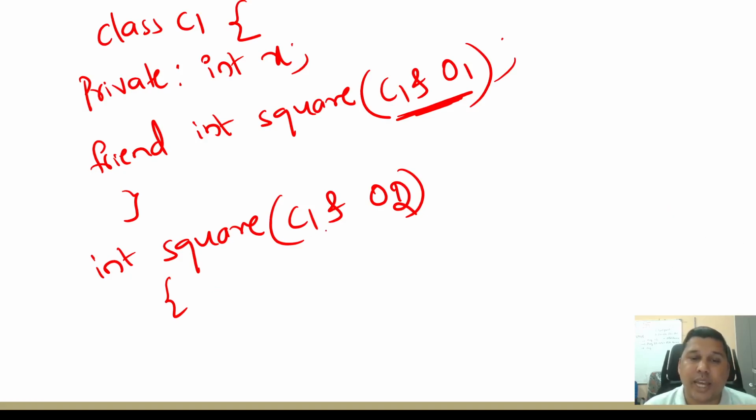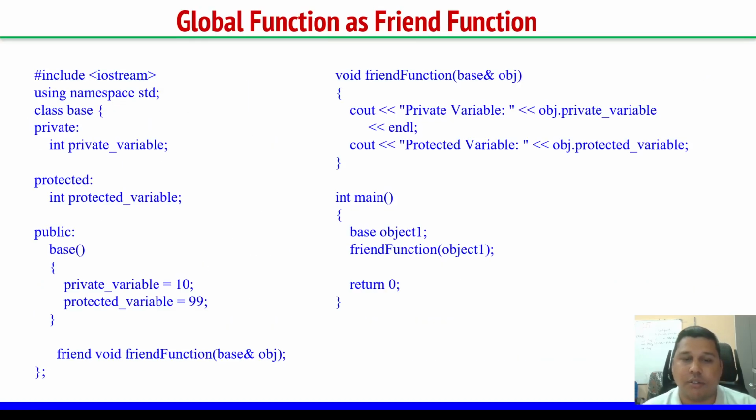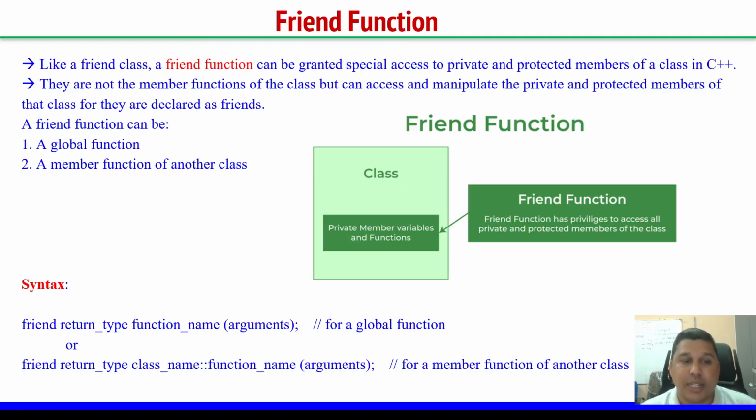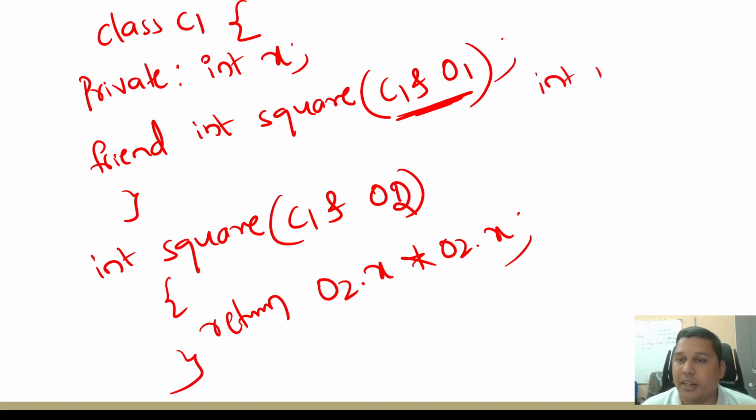See, int square C1 ampersand O2. Its job here is that it will return whatever value is coming. We have this private variable x. So return O2 dot x into O2 dot x. Okay, int main.